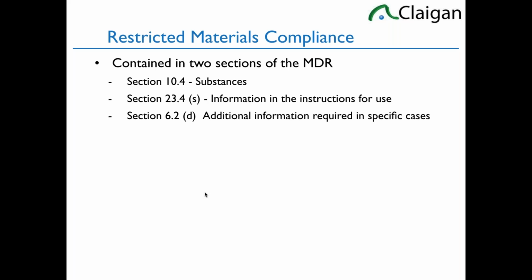So focusing more now really specifically on restricted materials compliance, the real focus here. It's contained in 3 sections, not 2. Section 10.4 on substances, which is the main heavy lifting. Section 23.4S, there's a lot of parts of information for instructions of use, but specifically the S section. And Section 6.2D, additional information required in specific circumstances or situations. So we're going to talk about each one of these 3. Most of the heavy lifting is in 10.4.